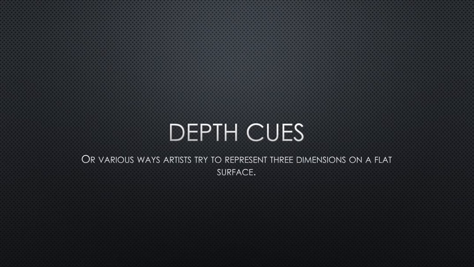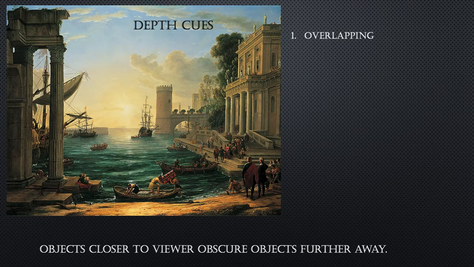This is a very short film about depth cues, or various ways artists try to represent three dimensions on a flat surface, which is exactly what a painting is, or a drawing, or a print. So there are five depth cues, and I'm just going to explain them, and I chose this one painting because it seems to use all of them. So I'm just going to illustrate my points.